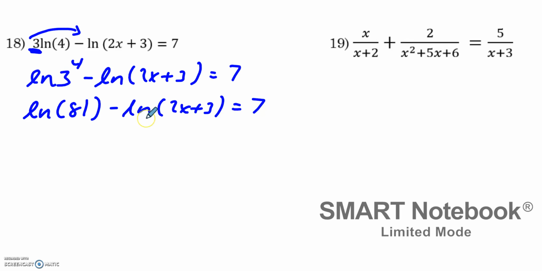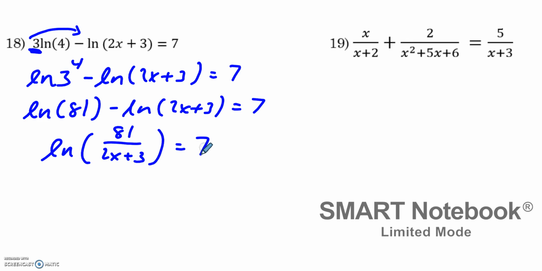Because I have 2 logs on the same side, let's see if we can get it into a single log so that we could eventually maybe change it into an exponential equation. So if I have 2 logs subtracted, that is the same as 1 log with the arguments being divided. And that still equals 7.